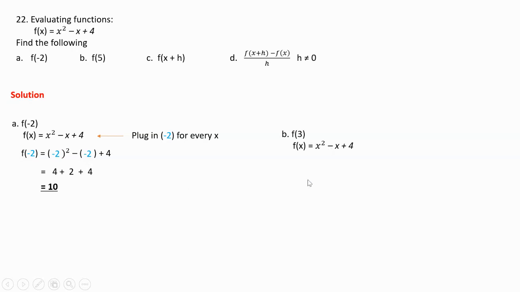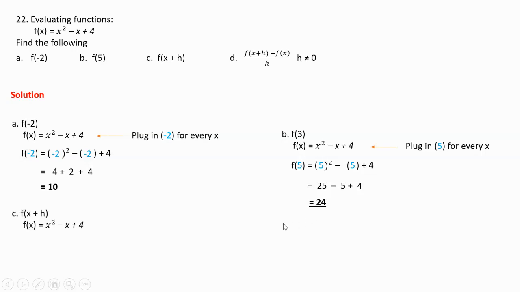Now for part B, find f of 3, we're going to plug in 3 for every x. This is supposed to be, I put 3 here, guys. This is supposed to be 5, not 3. Okay, my bad, I made a mistake here. It says f of 5, so we plug in 5 for every x. So we're going to plug in 5 there and 5 there. It will give us 25 minus 5 plus 4. The answer will be 24.